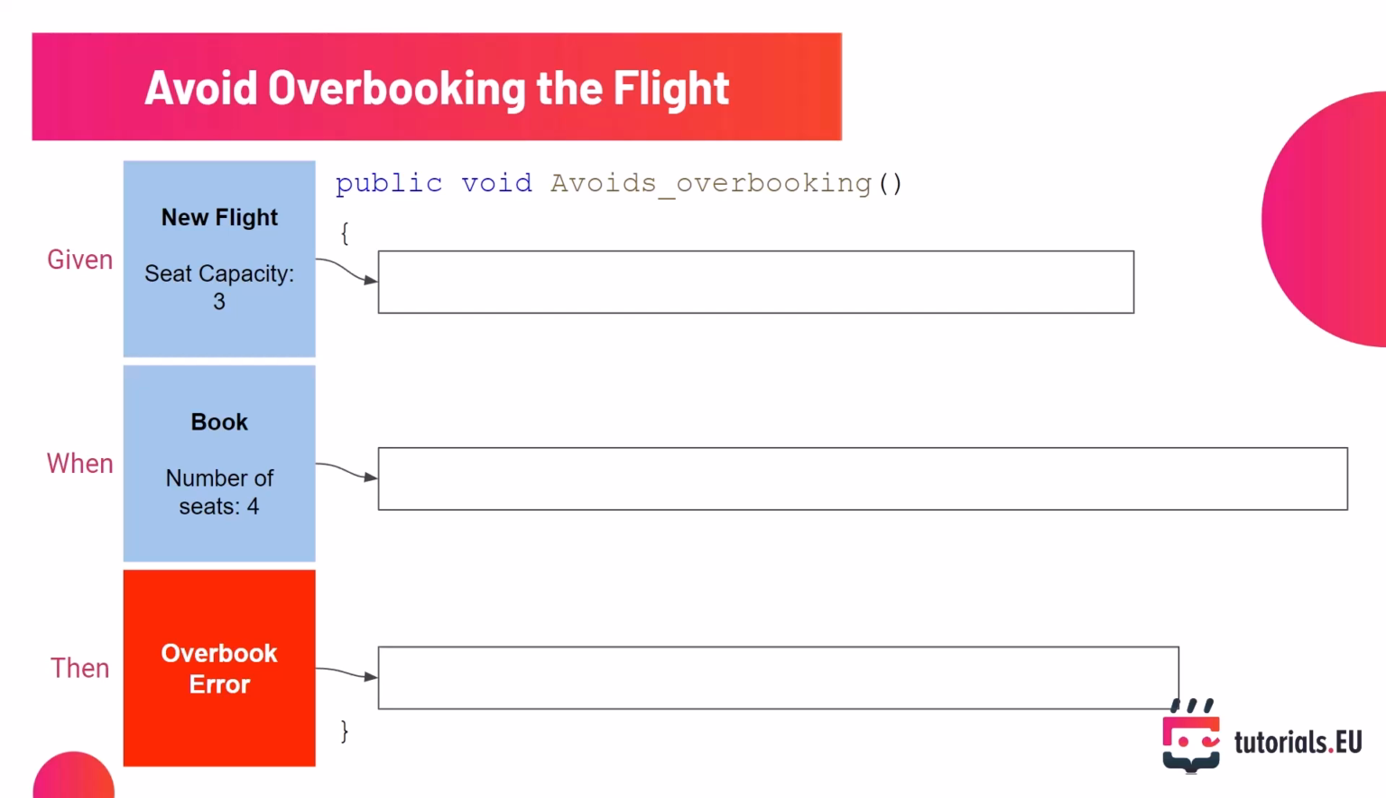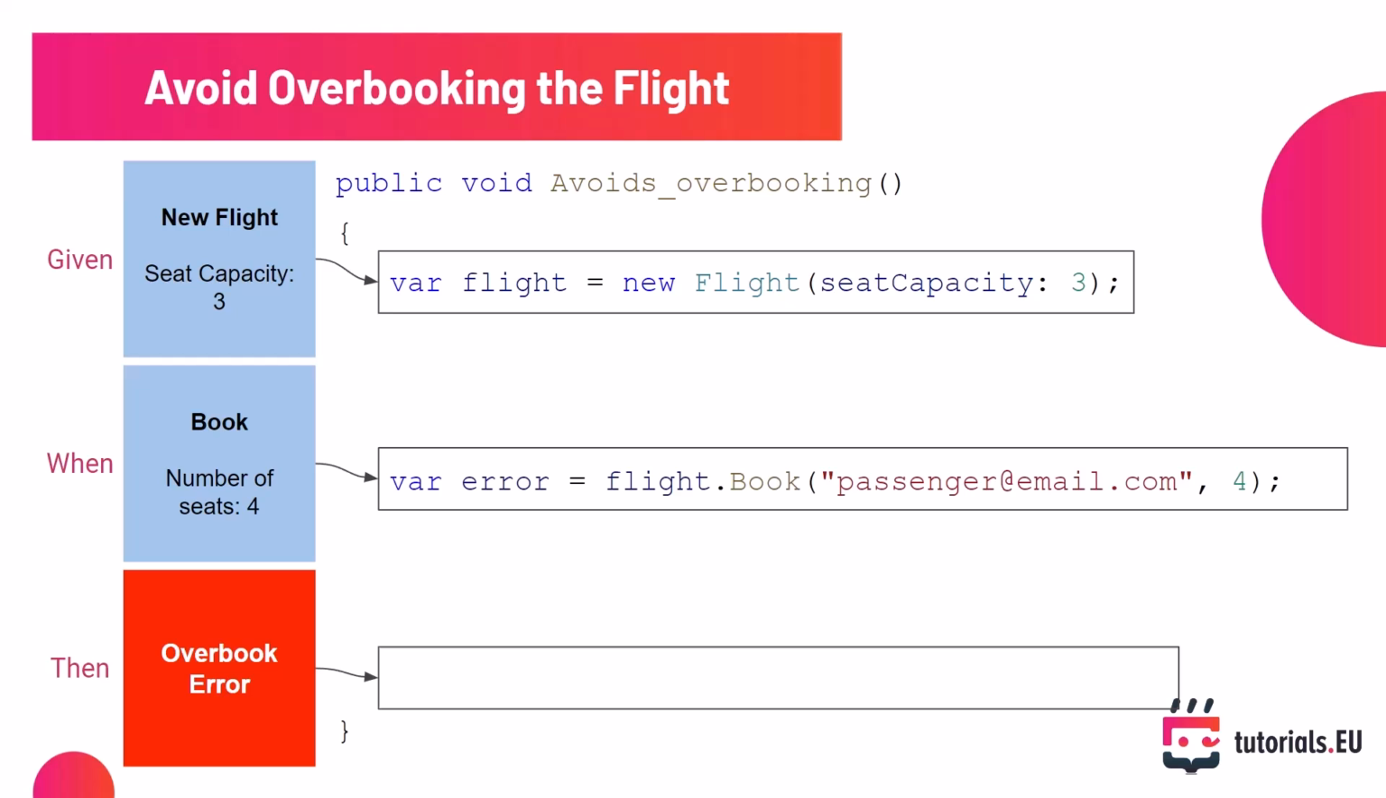It's time to translate the steps. Given a new flight with 3 seats capacity, when I book for 4 seats, then an error of type overbooking error should be returned. The email address does nothing in this scenario, but since we have to call the book method, we have to fill the parameter with something valid, right? Such parameters are called dummies.